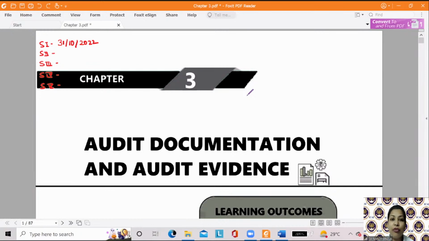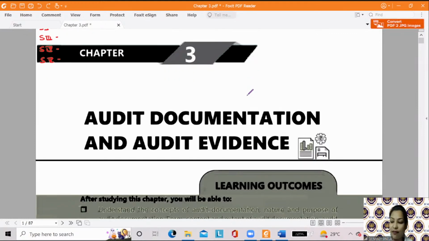But before starting with the concepts given in this chapter, let us try to understand the name of this chapter, which is audit documentation and audit evidence, right? Audit documentation and audit evidence. So basically, I want to tell you why we are studying this chapter in such detail. I told you 9 essays are there in this chapter. Audit documentation and audit evidence.